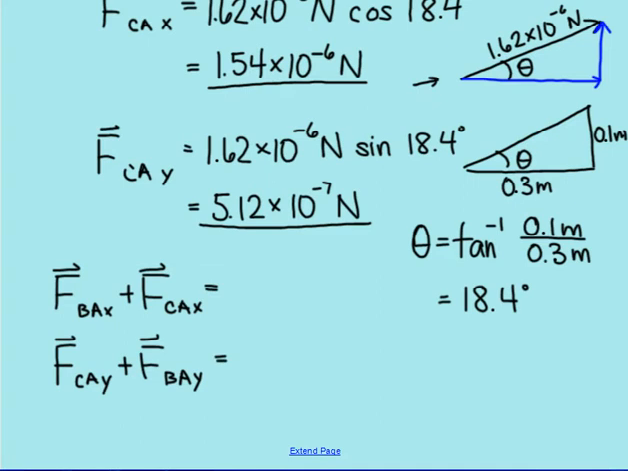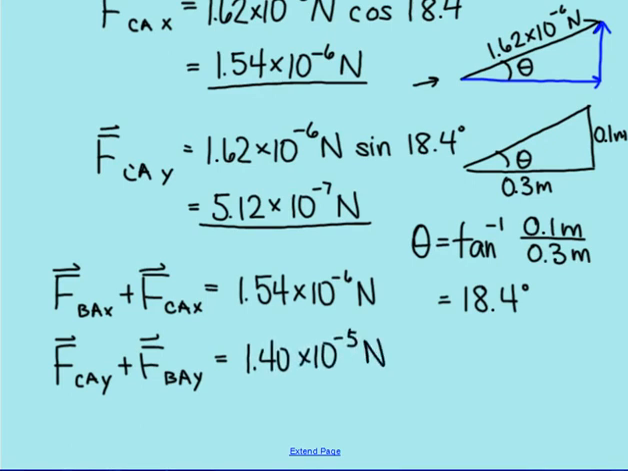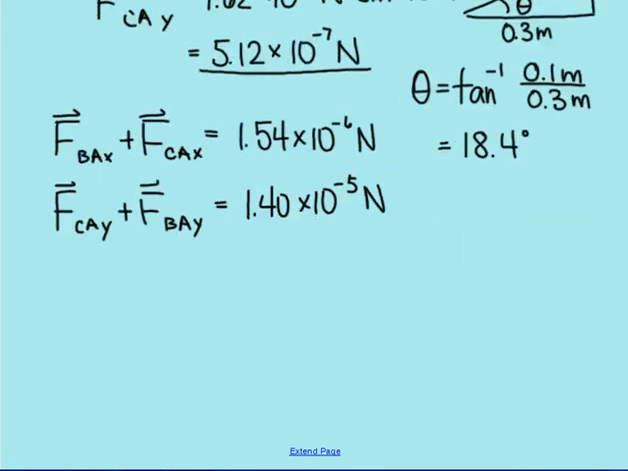When I add those components together, I find that the x component of the force exerted on A is 1.54 times 10 to the negative 6th newtons. Similarly, the y component gives me 1.40 times 10 to the negative 5th newtons. Both of those components are positive. My last step is to then add together as vectors these two components.